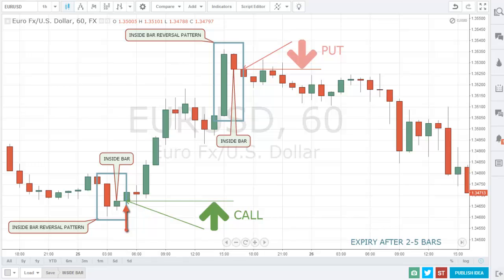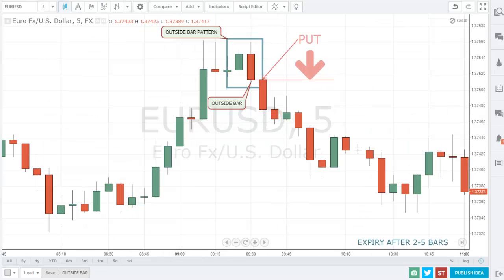Now the final pattern I would like to talk about is the outside bar reversal pattern. The outside bar is the analogy of the inside bar setup. Just look at it as the inverse model. A candle can form an outside bar pattern when it completely covers the range of the previously printed candle, taking out the previous high and low. This pattern tells us that the market will change its trend and go in the opposite direction.